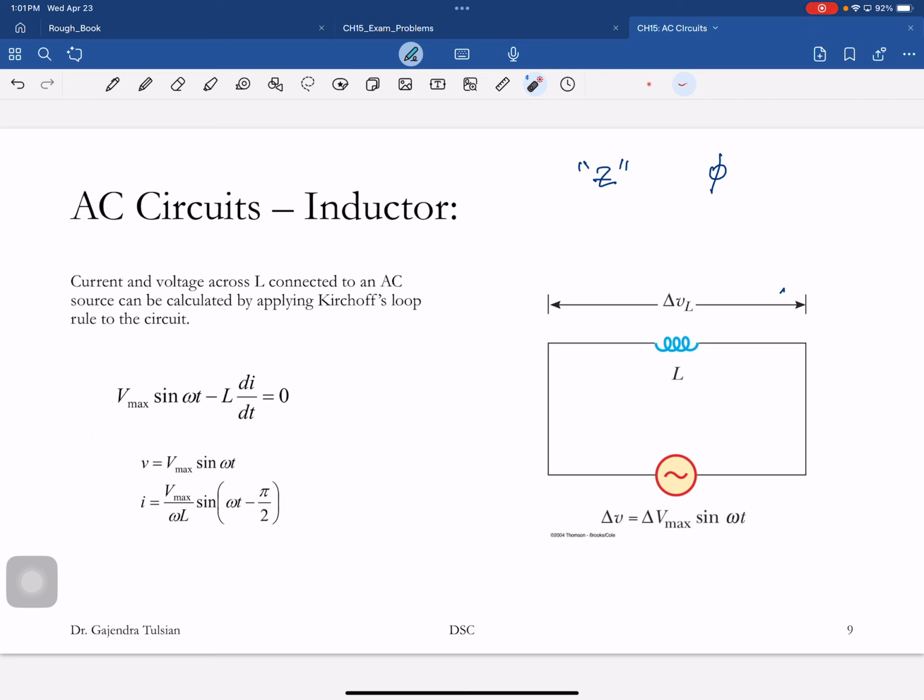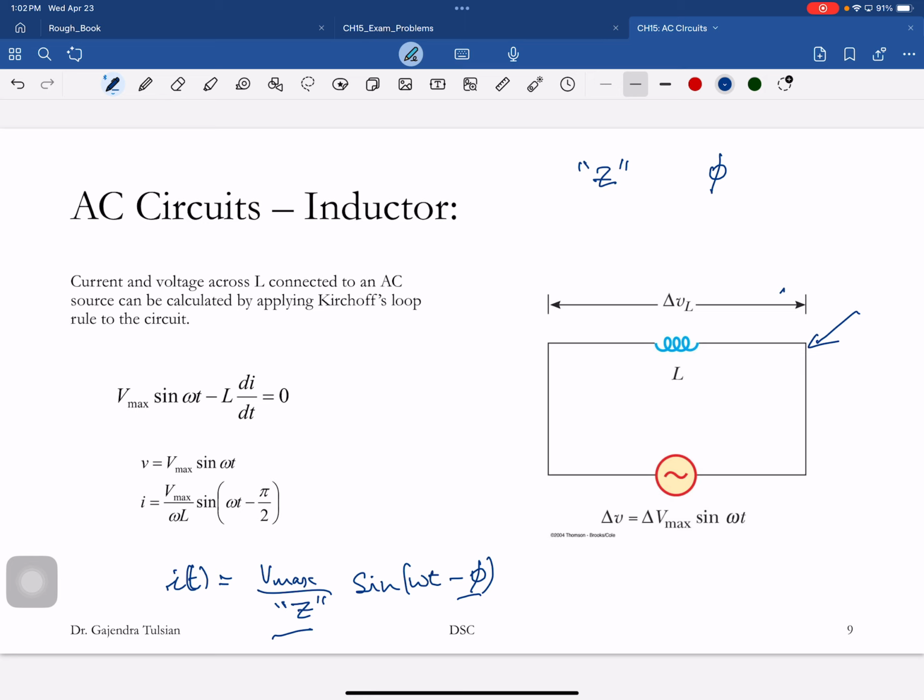What are you interested in? You are interested in I as a function of time, the current for this voltage. So I'll write this in the general form. I of t is V max over Z sine omega t minus phi. So for a given circuit, we are interested in Z and phi.